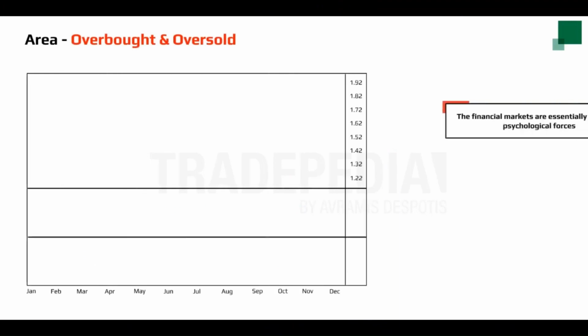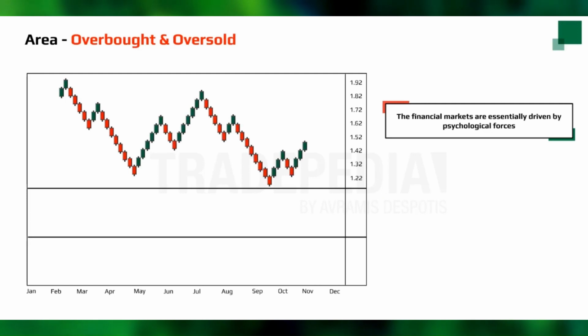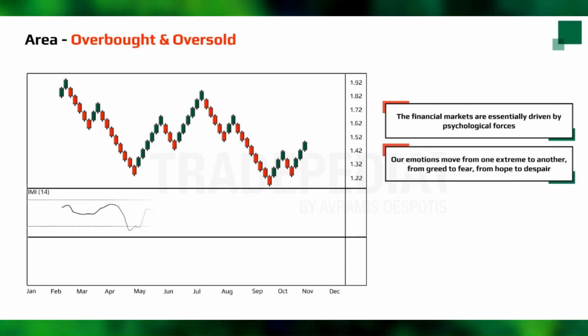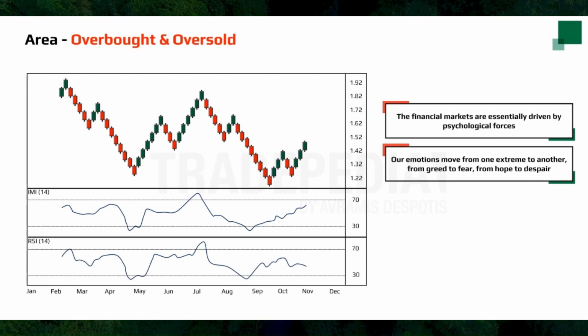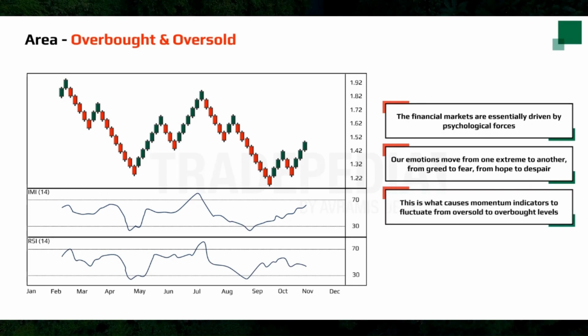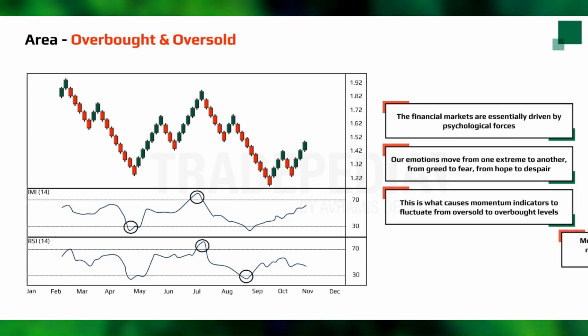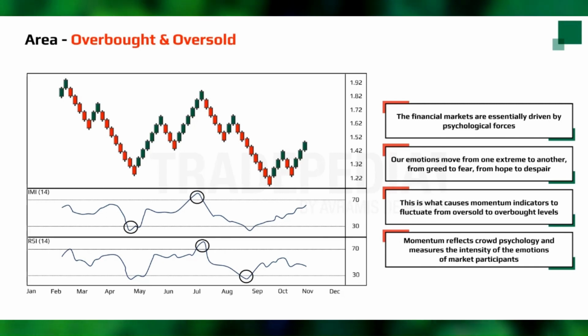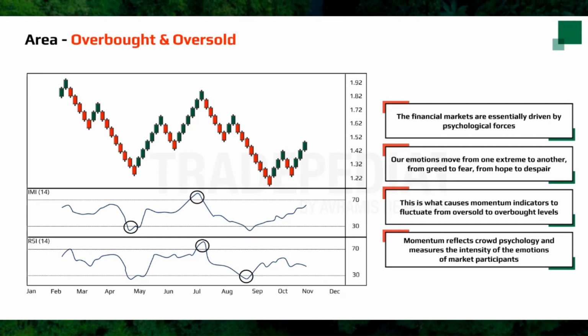The area. The financial markets are essentially driven by psychological forces. Our emotions move from one extreme to another, from greed to fear, from hope to despair. This is what causes momentum indicators to fluctuate from oversold to overbought levels. In a sense, momentum reflects crowd psychology and measures the intensity of the emotions of market participants.